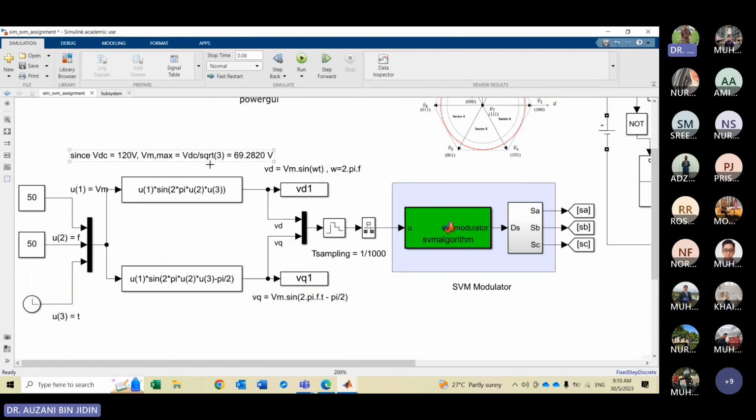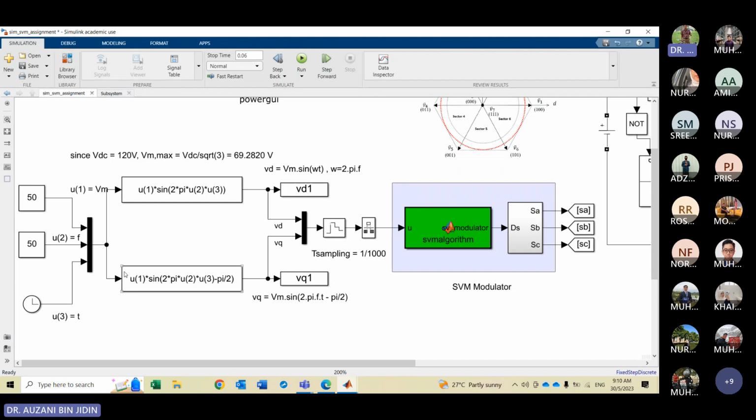If you set your VM larger than this value, all the questions that we have discussed in class are not valid. Dia tak valid. Because for this situation, it enters the over modulation region. Because in our class, we focus on linear modulation. So that's why we need to ensure that your VM cannot be larger than 69 point something. Okay, so please construct this to design the VD and VQ signals.